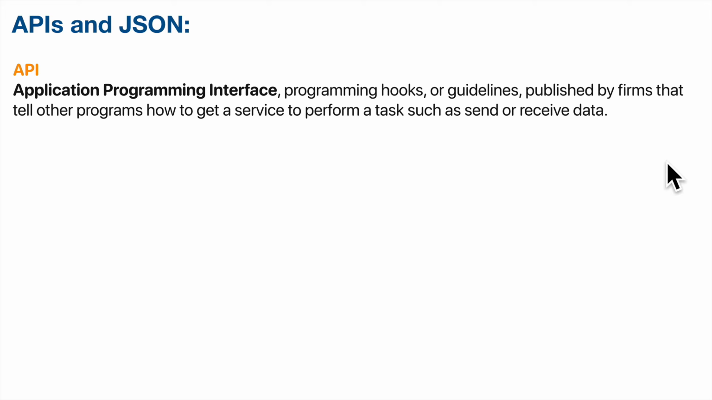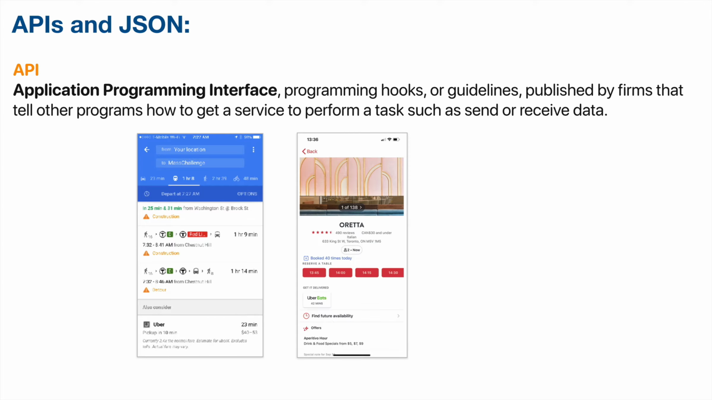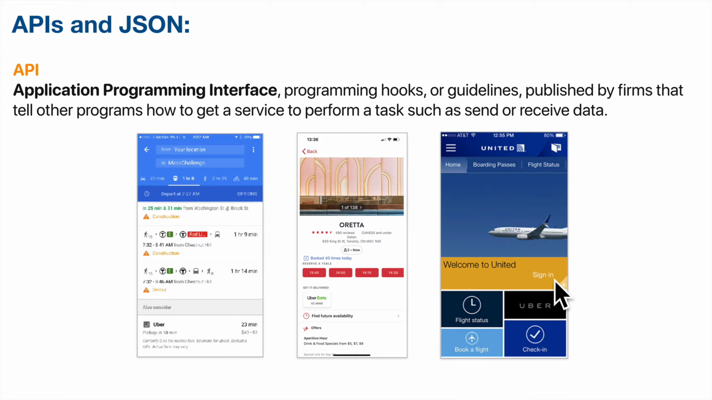And we see APIs everywhere. So if you've ever seen Uber, for example, in Google Maps, OpenTable, or an airline app, well, that happens because these firms are using Uber's API to link with their service. And that's why APIs are such a powerful business tool.